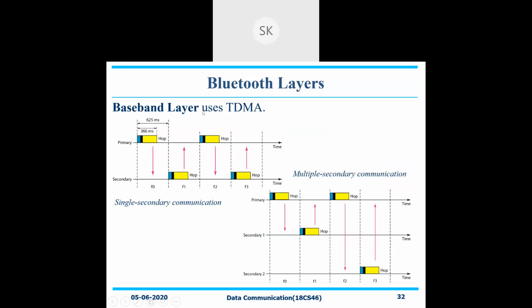Under the Bluetooth layers, the baseband layer always uses TDMA. Why is it TDMA? You may have a question, because baseband refers to digital signals. So that's why. See here, with respect to multiple secondary communication, if you want to have it, first once it finishes, say for example, if I take node 1, which is the master node. Similarly, node 2, which is the secondary node.